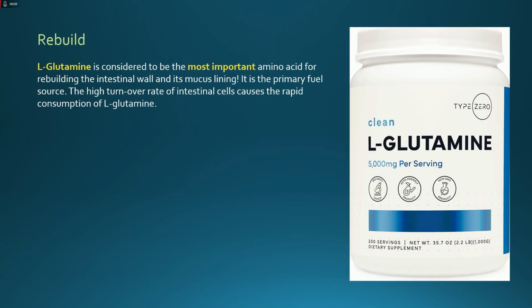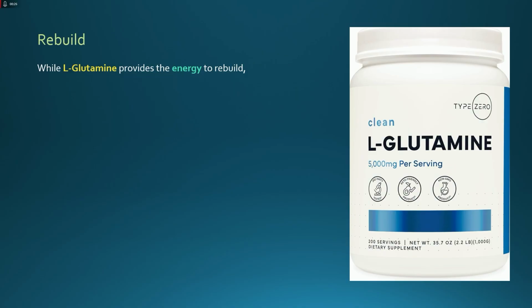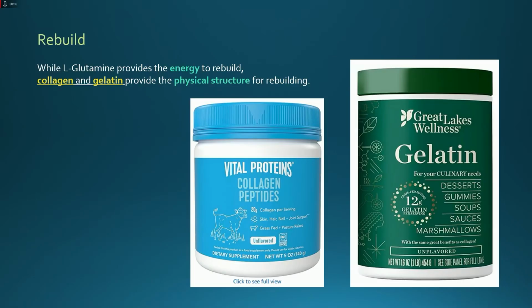L-glutamine is considered to be the most important amino acid for rebuilding the intestinal wall and its mucus lining. It is the primary fuel source. The high turnover rate of intestinal cells causes the rapid consumption of L-glutamine. While L-glutamine provides the energy to rebuild, collagen and gelatin provide the physical structure for rebuilding.